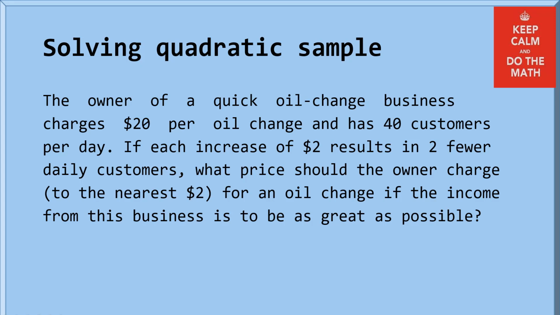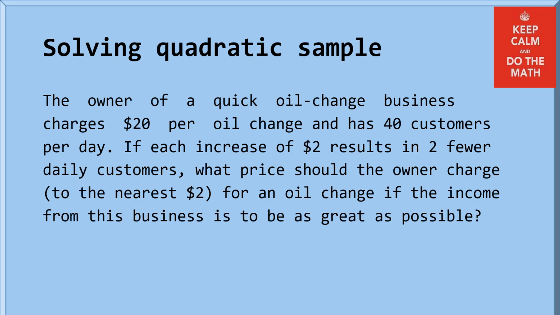In this video, we're going to practice solving a quadratic application problem that's going to require us to set up the equation. Here is our sample problem. The owner of a quick oil change business charges $20 per oil change and has 40 customers per day. If each increase of $2 results in 2 fewer daily customers, what price should the owner charge to the nearest $2 for an oil change if the income from this business is to be as great as possible?